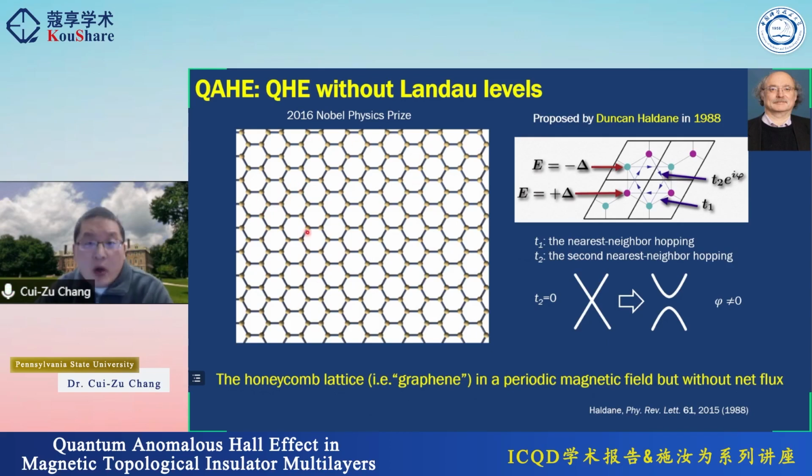One layer of carbon, today we usually call graphene, in a periodic magnetic field but without net flux. Haldane took the nearest neighbor hopping and the second nearest neighbor hopping in his calculation. When the second nearest neighbor hopping t2 is zero, there will be two Dirac cones formed at the two corners of the first Brillouin zone. This is just graphene. We know in graphene, there are two Dirac cones located at the K points of the Brillouin zone.